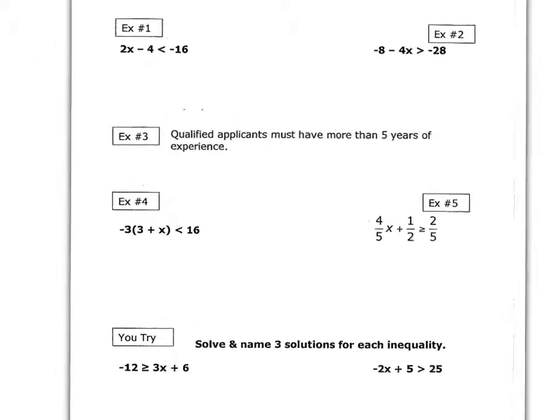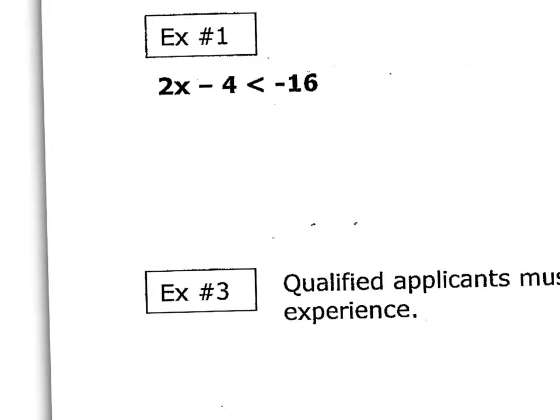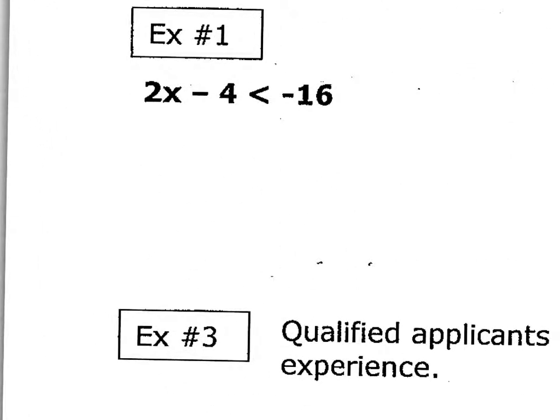All right. Okay, so let's go through a few examples here. On number 1, well, we know we don't have the first 3 steps, but we have to undo addition and subtraction. So we want to undo the subtraction with addition. So let's add 4 to both sides, just like we would an equation. Those 4's are going to cancel. And then we'll bring down everything we have left. We have a 2x. We have a less than sign. And minus 16 plus 4 would give us -12.